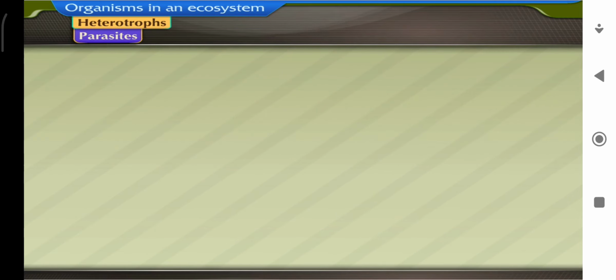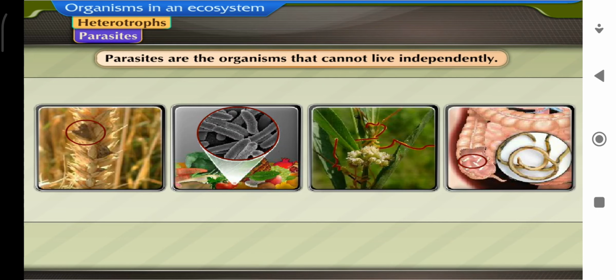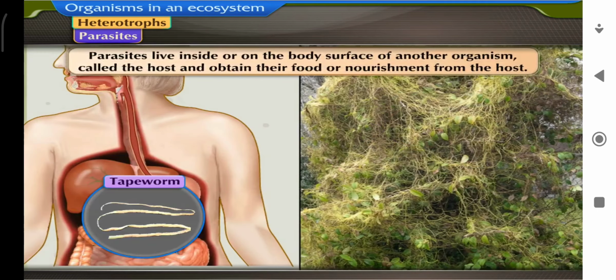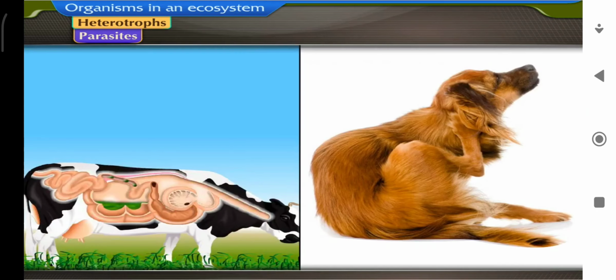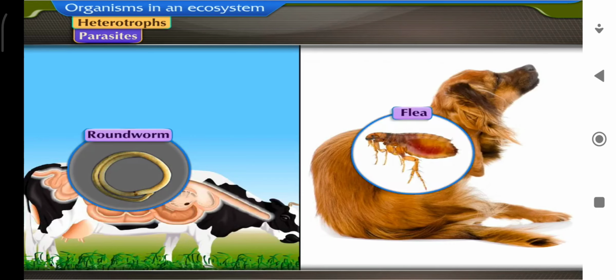Parasites. Parasites are the organisms that cannot live independently. They live inside or on the body surface of another organism called the host and obtain their food or nourishment from the host. Worms that live in the guts of animals and fleas that live on the skin of animals, like the dogs, are all examples of parasites.